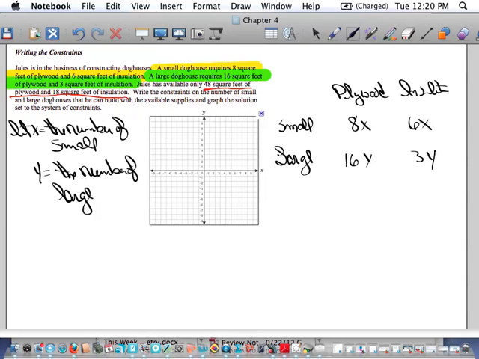Now I need to think about what's my limiting factor, and that is that I only have 48 feet of plywood and 18 feet of insulation. So let's look at writing our constraints.